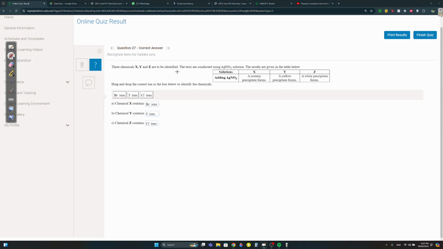Question 27. Three chemicals X, Y, and Z are to be identified. The tests are conducted using AgNO3 solution. The results are given in the table before. If it's creamy, it's Br. Yellow, iodine. White, chlorine. Right?